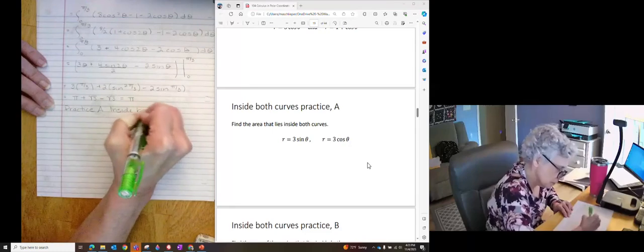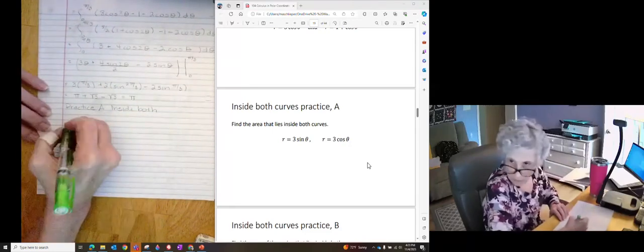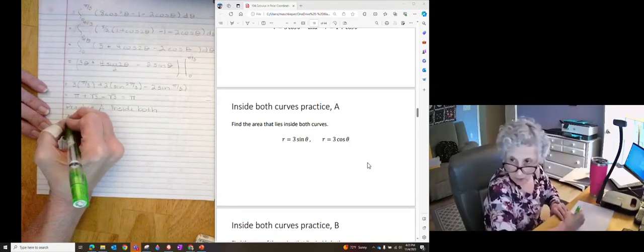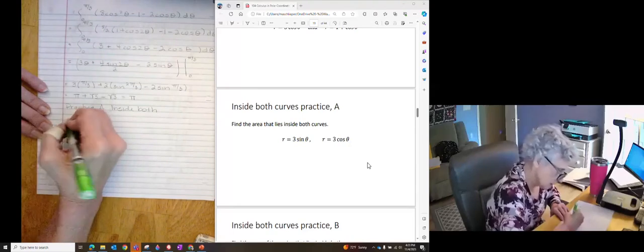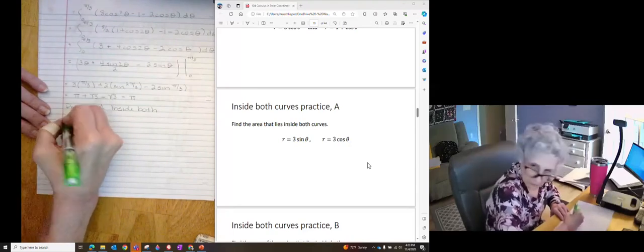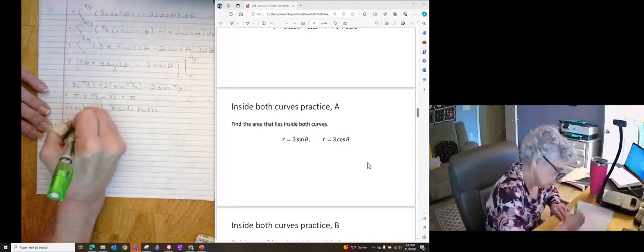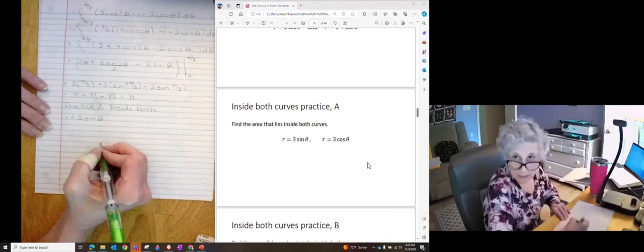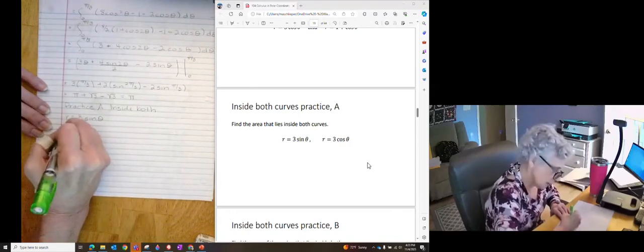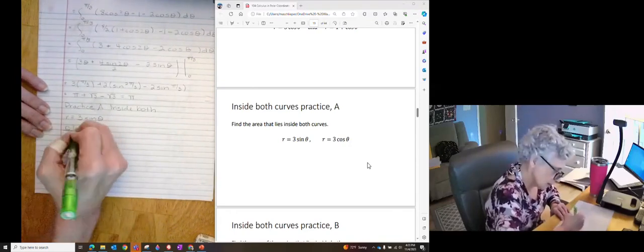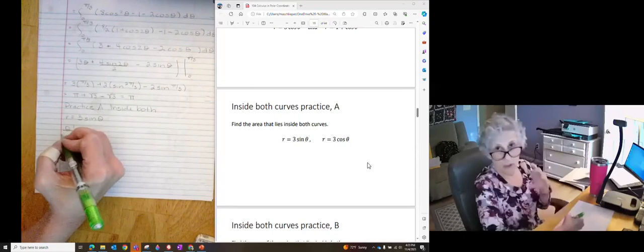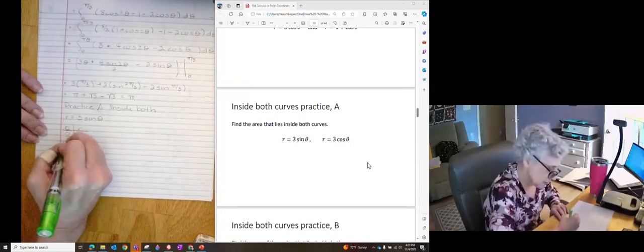Inside both. So we have r equals 3 sine theta and r equals 3 cosine theta. So let's sketch those first. Well, we kind of know what it looks like, but I'm going to go ahead and draw my little table. Theta and r. I know it's drawn completely from 0 to pi.